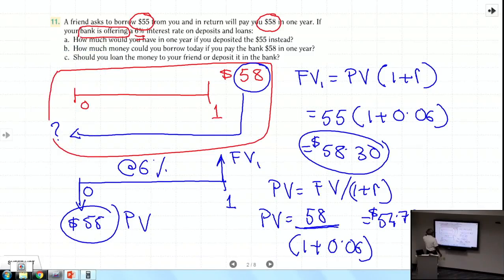And the third part is just a qualitative question. Should you loan the money to your friend or deposit it in the bank? Of course, the bank is giving you a higher future value than your friend is giving. So, of course, from a cost-benefit analysis, you would choose the bank over your friend's offer.